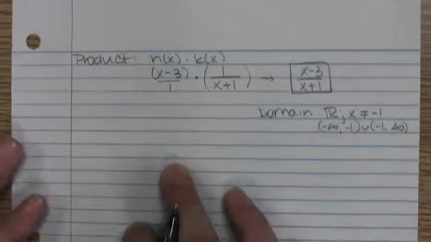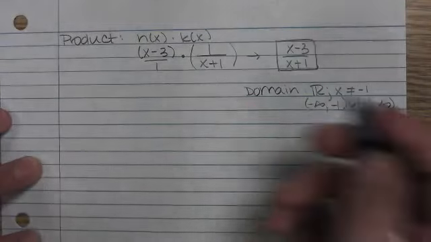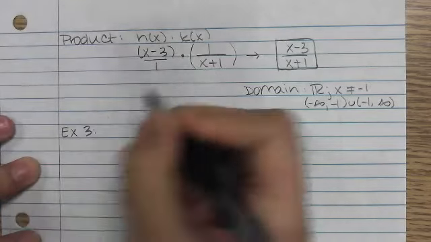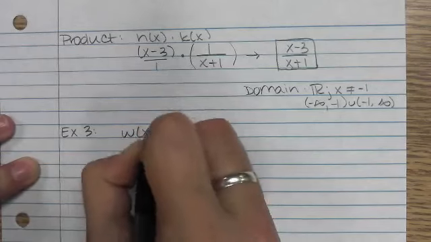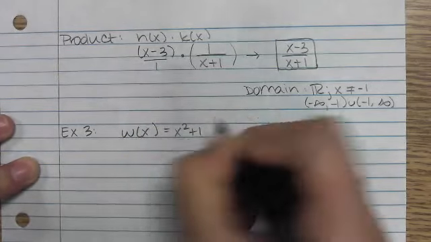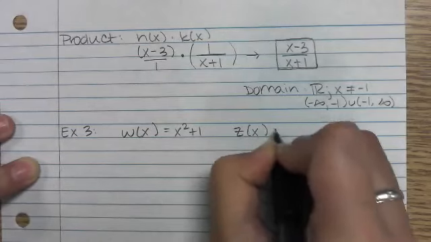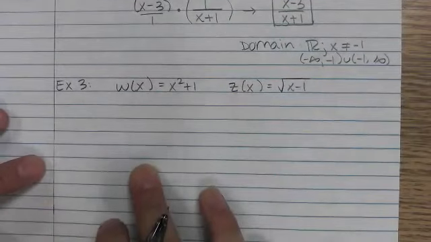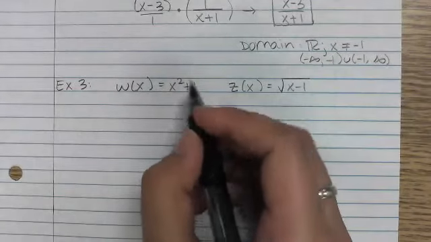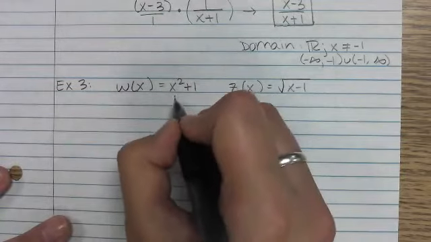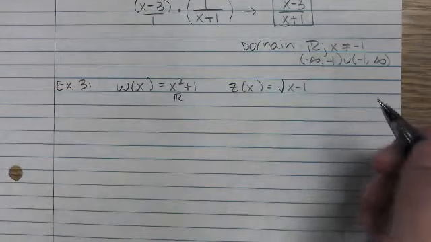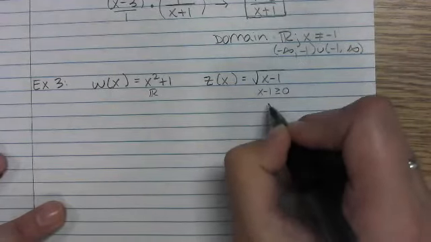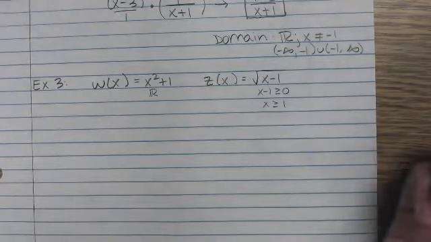Okay. And then one last one, of course, we have to do composition. So here's our very last example. So we're going to say we have w of x is x squared plus 1, and z of x is the square root of x minus 1. And so if I think about my domain of this original function, this domain would be all real numbers. We can include everything there. And then over here we've got x minus 1 should be greater than or equal to 0, which means x should be greater than or equal to 1.